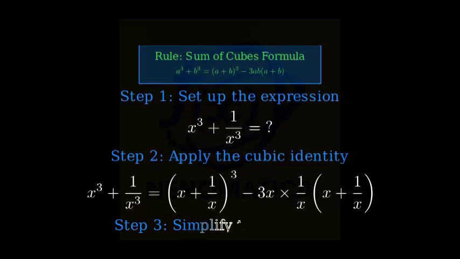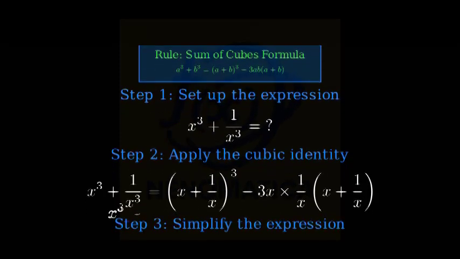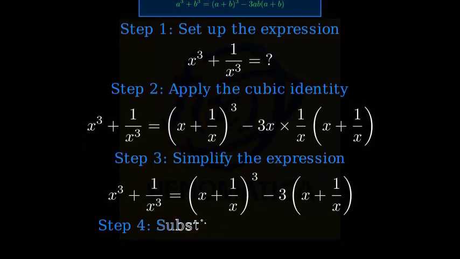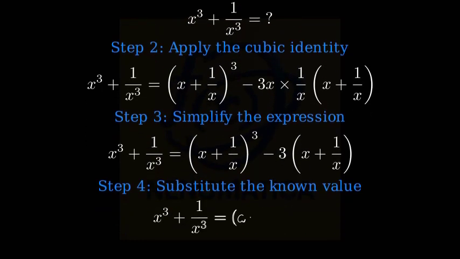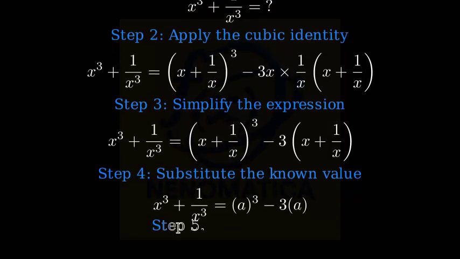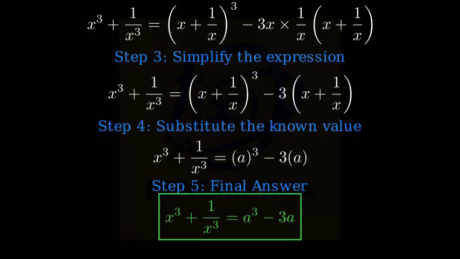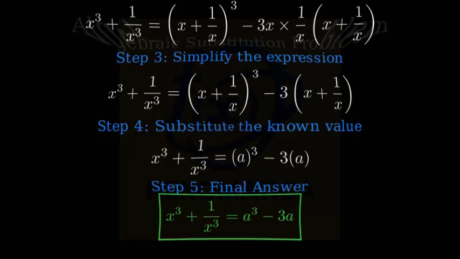Step 3, now let's simplify this expression. We know that x times 1 over x equals 1. So the expression becomes the quantity x plus 1 over x cubed minus 3 times 1 times the quantity x plus 1 over x. Step 4. Remember that according to our problem, x plus 1 over x equals a. Let's substitute this into our expression. So we get a cubed minus 3 times a. Step 5. Let's simplify our final expression: x cubed plus 1 over x cubed equals a cubed minus 3a.